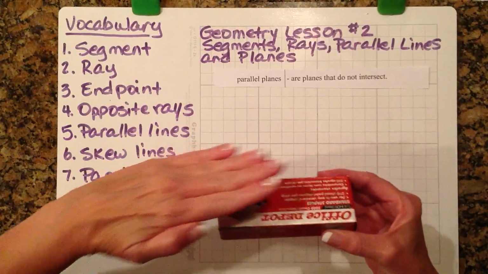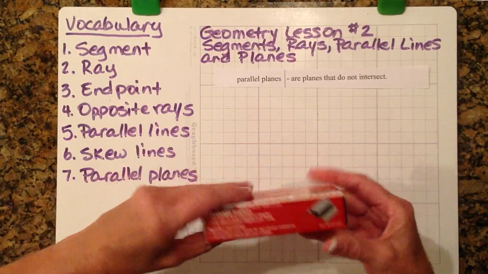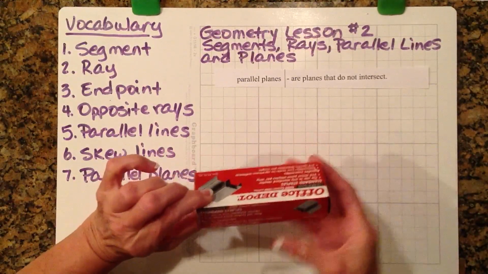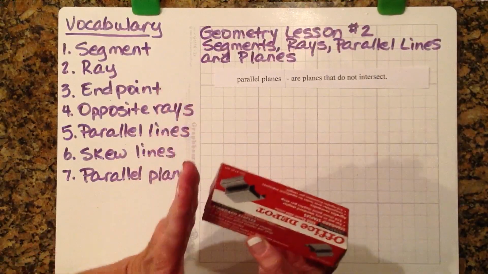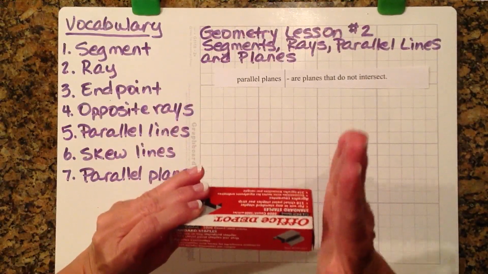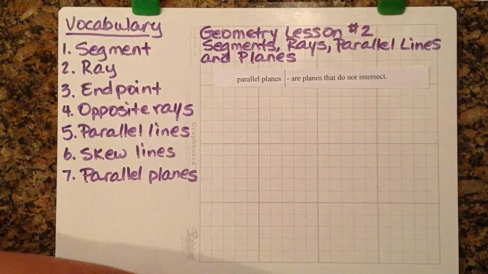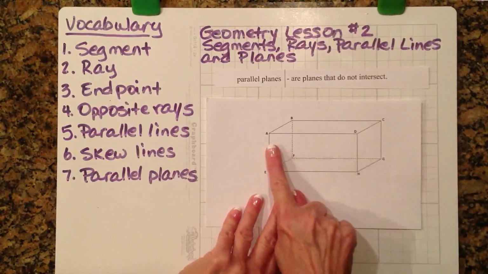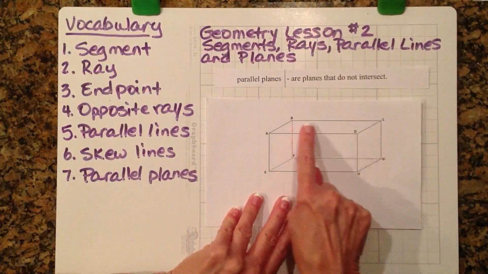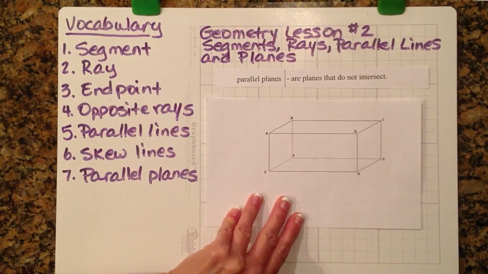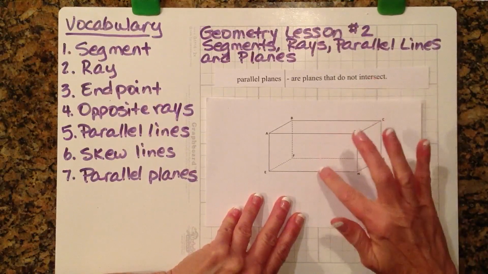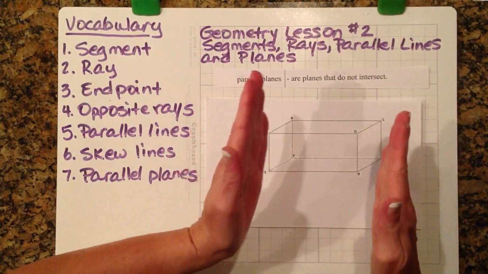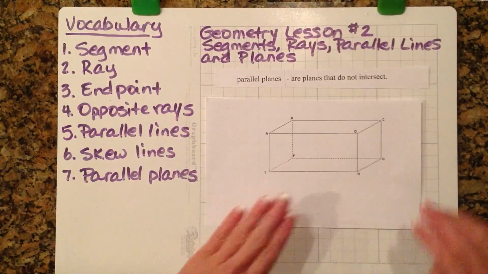So parallel planes, the top of this box and the bottom of this box would be parallel planes if you look at it that way. How about the sides? Look at this side. This is going up and down, and this is going up and down right here. We could also look at the very front of this box, and the very back of the box. Those are parallel planes. How about the top and the bottom? They go like this. They are parallel. And then the sides are parallel also.